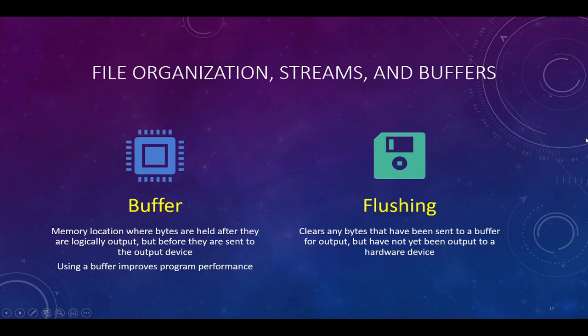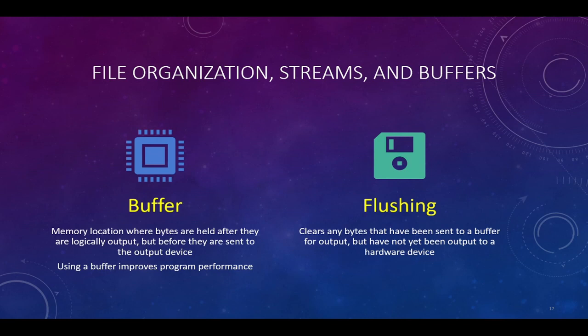We also have something called a buffer. We've talked about buffers a little bit before. We talked about a keyboard buffer, remember, where it kept information held in temporary storage. Well, in the most general way, a buffer is the memory location where bytes are held after they're either input or output before they're sent to the actual final permanent device. When you use a buffer, it does improve your program performance because you're collecting a large amount of data and dumping it all into a file at once, or you're reading in a bunch of data and then dumping it all into the application at once.